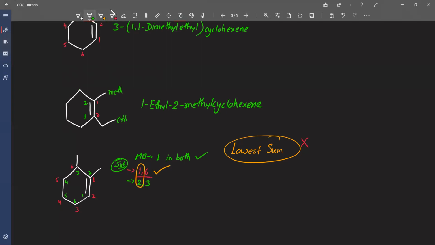Now you tell me the name of this compound. 1,6 dimethyl cyclohexene. Done. That's correct. Okay, let's move to the next question.